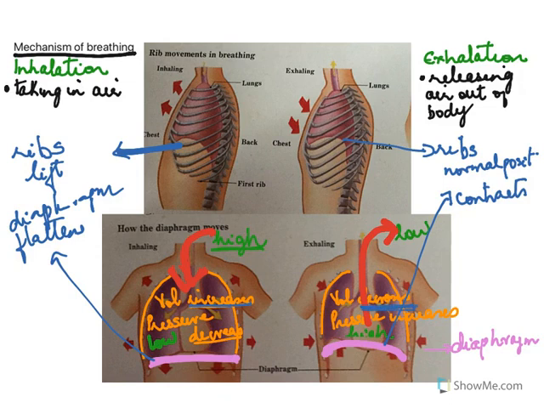So the size of the thoracic cavity is controlled by the movement of the ribs and the diaphragm. These ribs and the diaphragm play a very important part in the size of the thoracic cavity, which helps inhalation and exhalation.